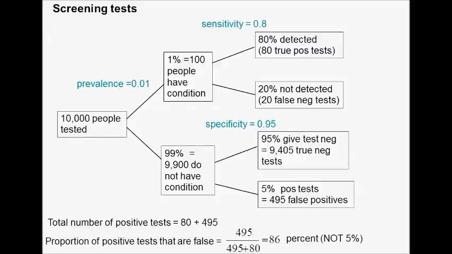The total number of positive tests is therefore 495 false positives and 80 true positives. So the proportion of positive tests that are false is 495 over 495 plus 80, which is 86%, not 5%. When someone tests positive, there's an 86% chance that they haven't actually got the condition, only a 14% chance that they have got it. So the test is absolutely useless.